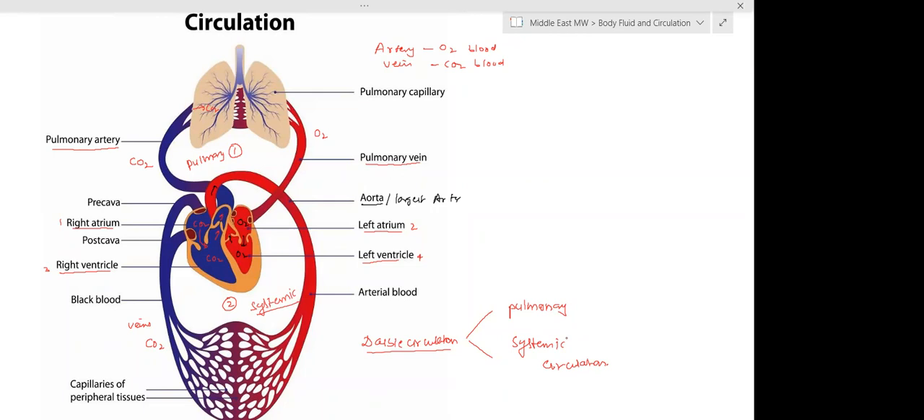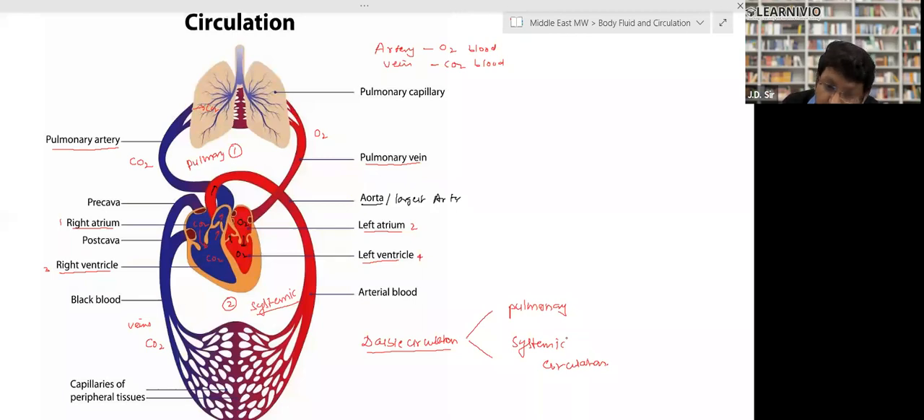So the pulmonary vein is the only vein that carries oxygenated blood. The pulmonary artery is the only artery that carries deoxygenated blood. These are the only two exceptions.